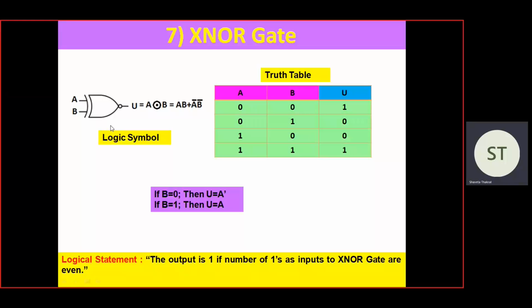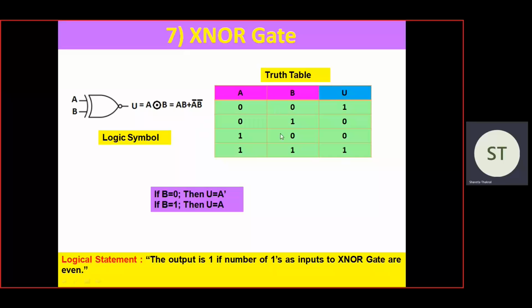And this is the logical symbol of the XNOR gate, that is the symbol of the XOR gate followed by a bubble. The output we are taking here is U. This is the representation of the XNOR gate, a dot outlined with a circle, and here we have the Boolean expression: true value of A multiplied by true value of B plus complement of A multiplied by complement of B, that is AB plus A complement B complement.